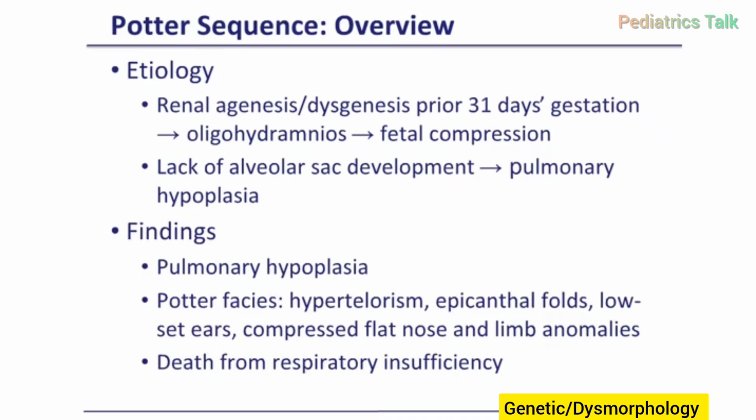The way that these babies look, the dysmorphic features of the face, are specifically called the Potter's facies. And this is easily seen on a side view where we have flattening of the midface, we have hypertelorism, epicanthal folds, low set, compressed ears against the side of the head, compressed flat nose, all again due to the effect of the oligohydramnios, and we can have limb anomalies, which are deformations, like a club foot or like congenital hip dysplasia, again due to the oligohydramnios. The cause of death, again, is severe pulmonary hypoplasia.